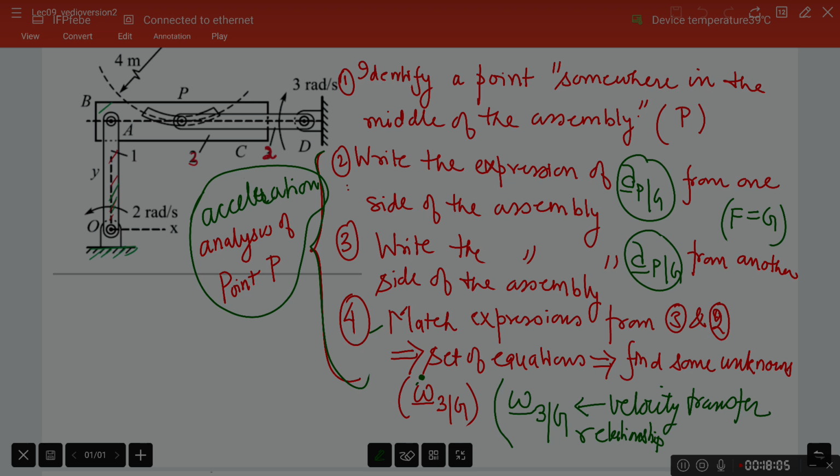Thus, to get angular acceleration of 3 with respect to g, you first need to do velocity analysis of point P, get some unknowns, get the angular velocity of 3 with respect to g, and then you do the acceleration analysis, and we should be able to find the angular acceleration of the body of interest. With this roadmap in our mind, now let us proceed to solve this problem.